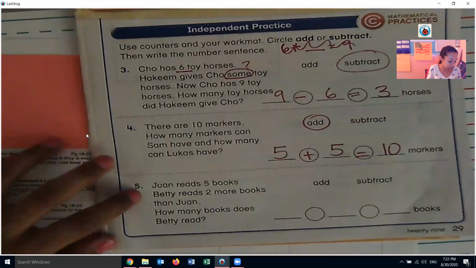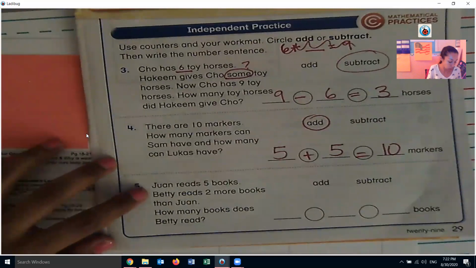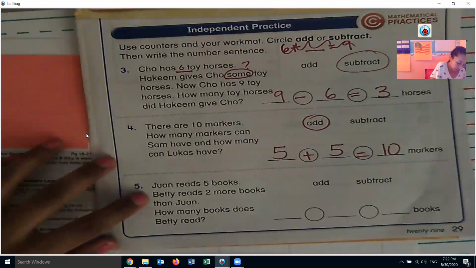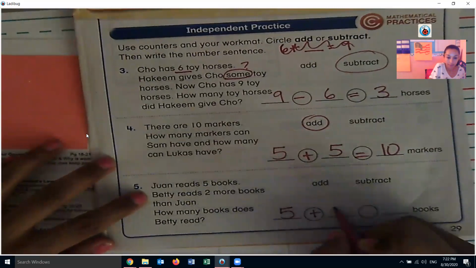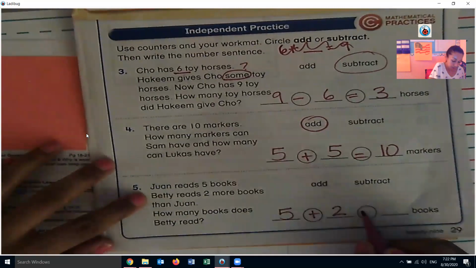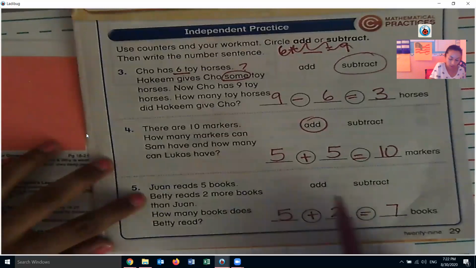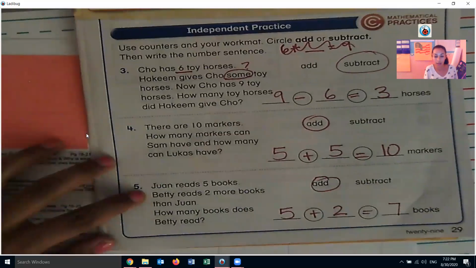Juan reads 5 books. Betty reads 2 more books than Juan. So Juan read 5. She reads 2 more than that. How many did she read in all? She read 7 altogether. And we had to add to get that answer.